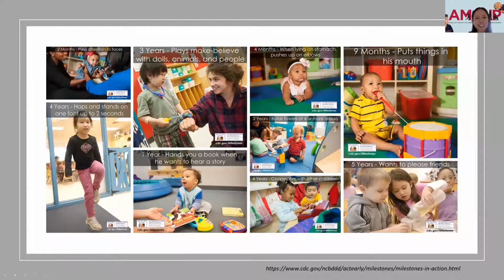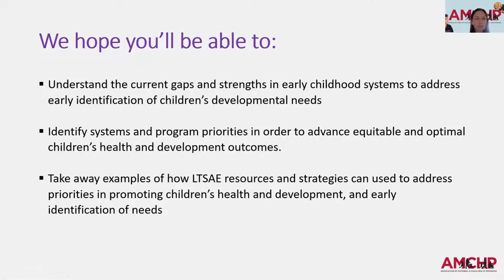On the next slide, I'll share what we hope you will be able to do today. That's to get an understanding of the current gaps and strengths in early childhood systems to address early identification of children's developmental needs, to share some reflections on priorities in order to advance equitable and optimal children's health and development outcomes, and to hear and take away some examples from the Act Early teams on how Learn the Signs Act Early resources and strategies can be used to address those priorities. We have two wonderful panels today to help share that information with you.